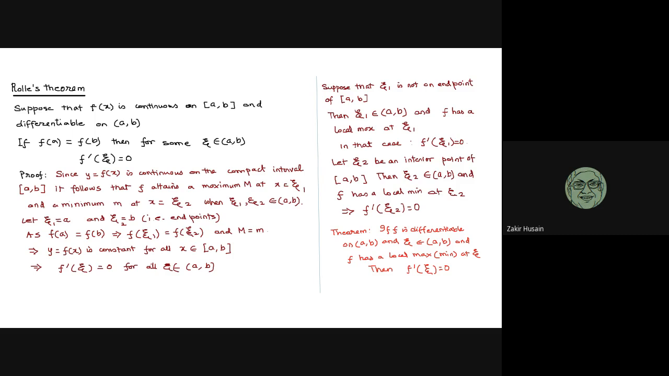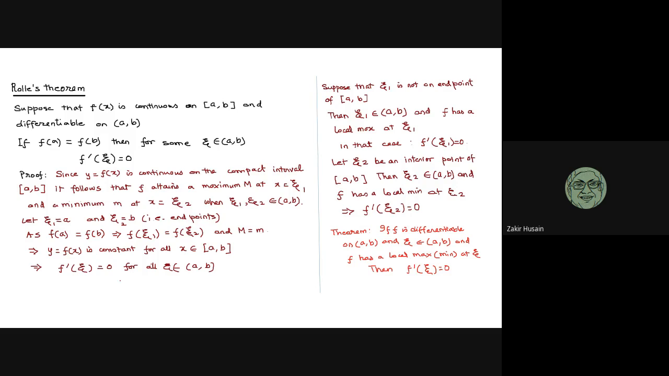Sorry, so this should actually be closed. Now let psi 1 equal to A and psi 2 equal to B. So we are considering the endpoints. Now remember that we had said that f(A) equal to f(B). So if we put A equal to psi 1 and B equal to psi 2, f(psi 1) will equal f(psi 2). The maximum and minimum will be equal. Right?